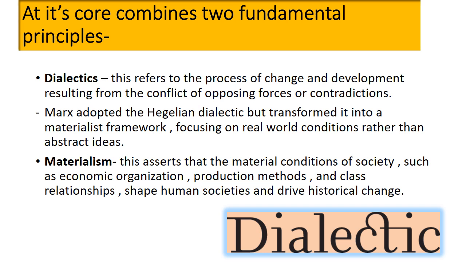Marx adopted the Hegelian dialectic but transformed it into a materialist framework focusing on real world conditions rather than abstract ideas. He mainly focused on real world examples or conditions rather than abstract ideas or an imaginary world. Second one is materialism. This asserts that the material conditions of a society, such as economic organization, production methods, and class relationships, shape human societies and drive historical change.